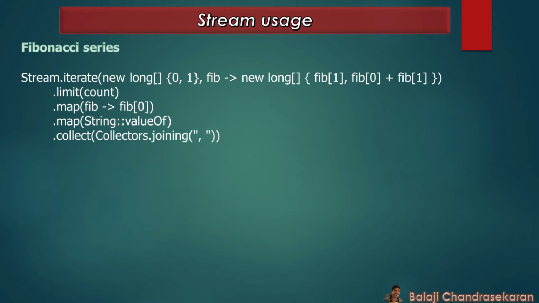The collect operation is a terminal operation which collects the string representations of the Fibonacci numbers into a single string using the joining method of the Collectors utility class, which joins them with commas and spaces. Overall, this code snippet efficiently generates Fibonacci numbers and collects them as a comma separated string of strings.